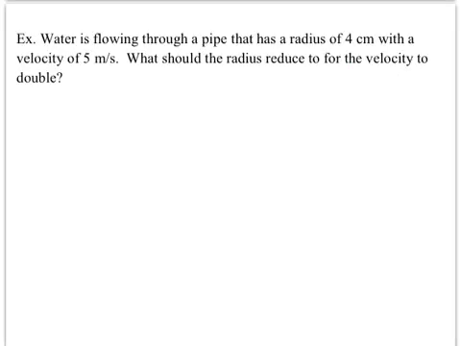So don't assume the answer you're going to want to assume right away. I'm telling you now, trust me on this. It's not what you would think it is. It's a common mistake, this question. So we have water flowing through a pipe that has a radius of 4 centimeters with a velocity of 5 meters per second. What should the radius reduce to for the velocity to double?